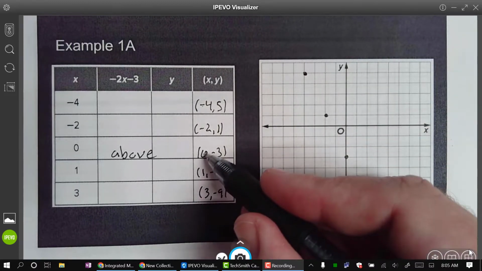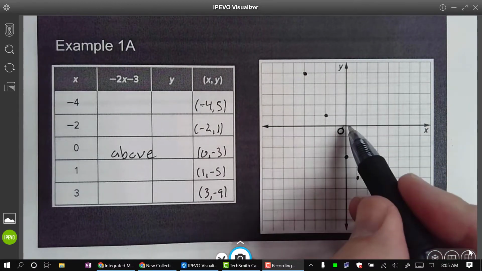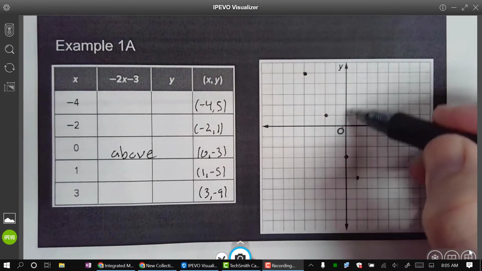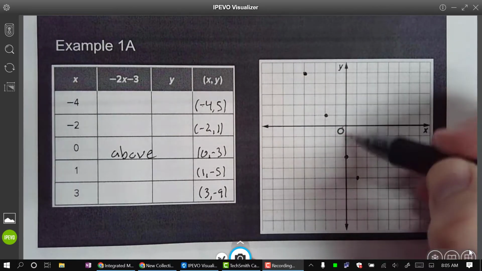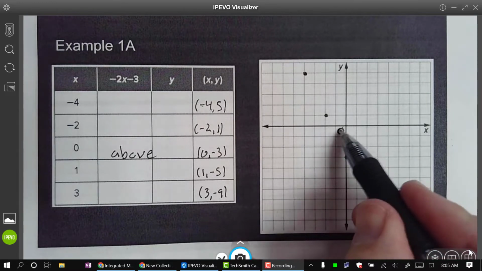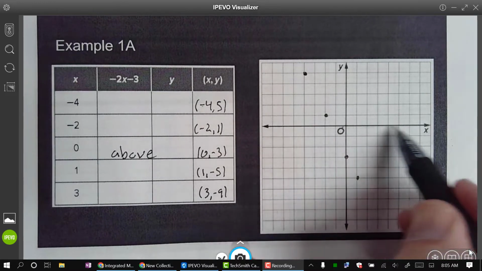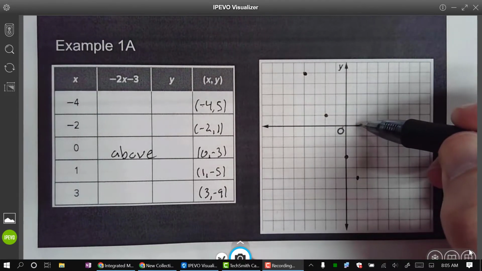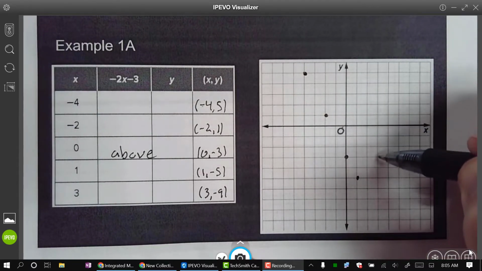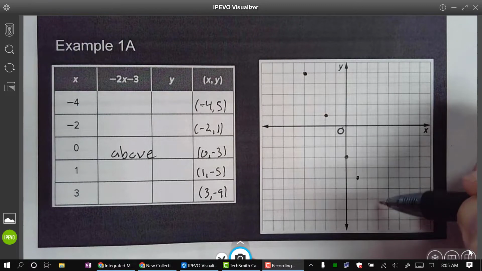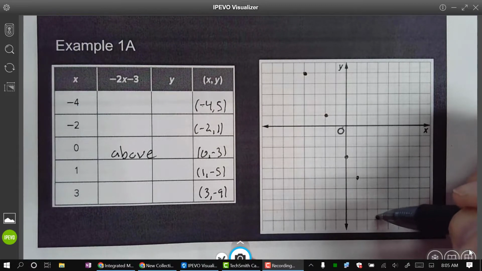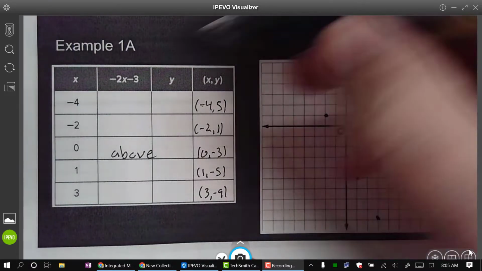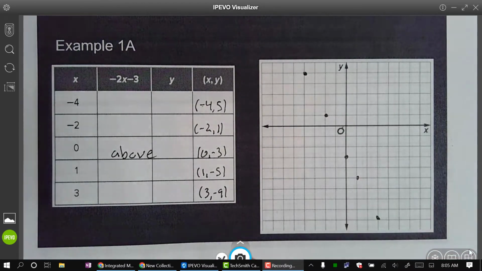Remember, your x tells you what to move left and right. Your y tells you what to move up and down. Up is positive, down is negative, left is negative, right is positive. And then right 3, down 9. 1, 2, 3, 4, 5, 6, 7, 8, 9. And we've plotted all of our points from our problem.